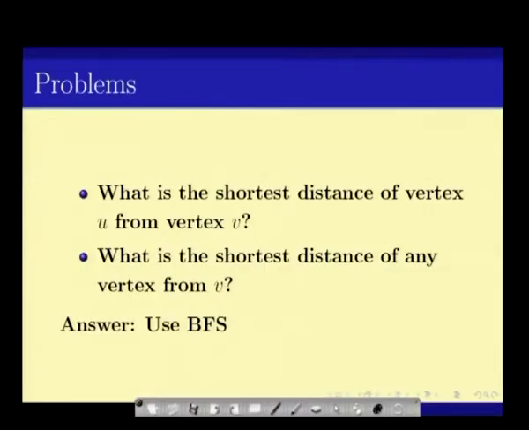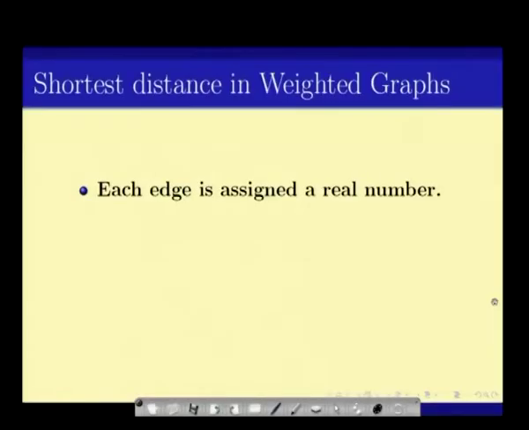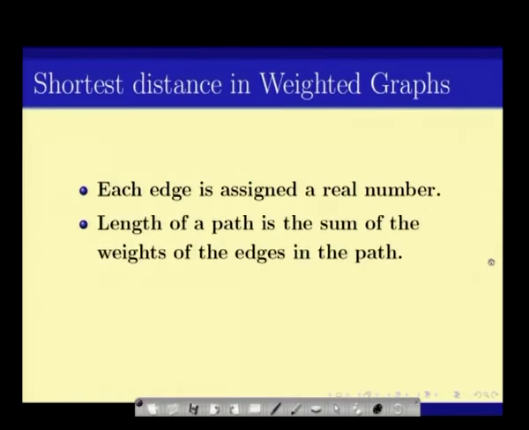Now, this is the most basic form of graphs, and sometimes one can ask more complicated questions, in particular when we have weighted graphs. In a weighted graph, what is the shortest distance? Each edge has a real number assigned. That real number can be negative or positive.